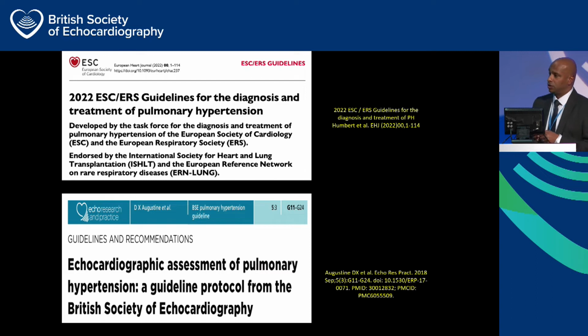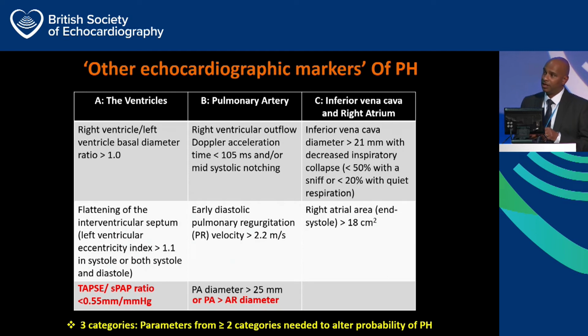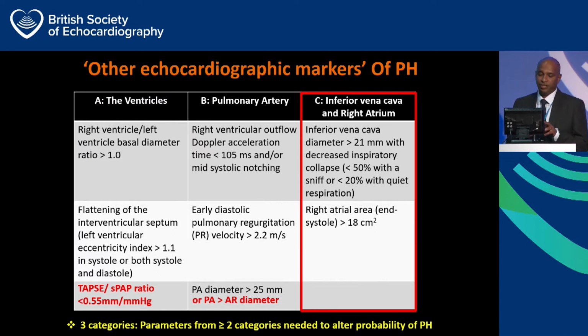For this reason, international guidelines have moved away from using pulmonary artery systolic pressure precisely to define the presence and severity of pulmonary hypertension, to using a probability-based approach, where you use the tricuspid regurgitation velocity in conjunction with other markers to give a probability of PH being present, either low, intermediate, or high. And these are the categories of the other markers. There are 3 categories: the ventricles, the pulmonary artery, and the inferior vena cava and right atrium. The 2 measures in red are new measures that were added in the most recent PH guidelines, which were released in August at the ESC conference, European Society of Cardiology.